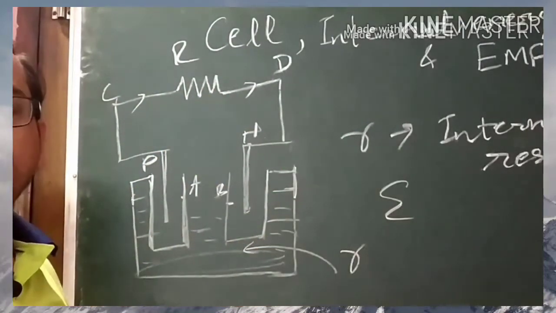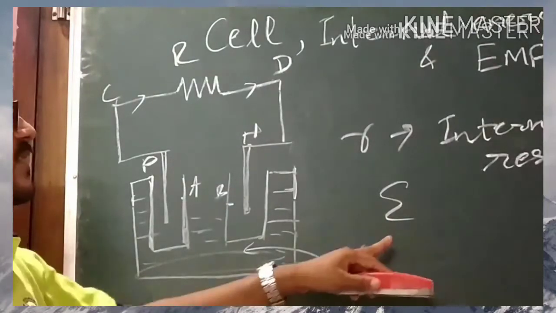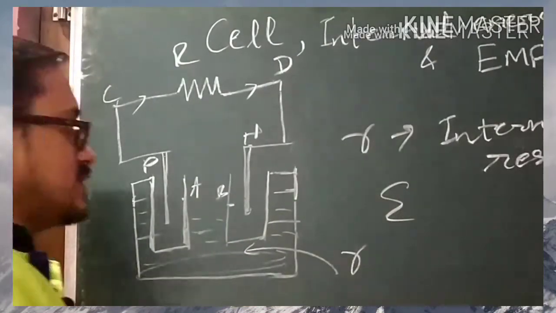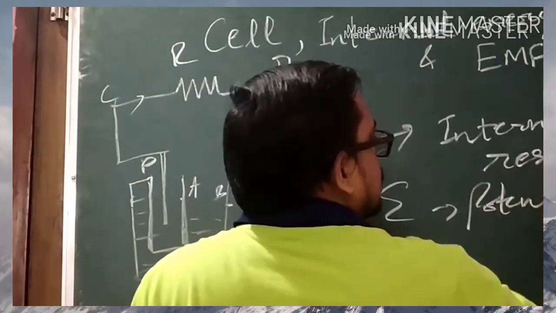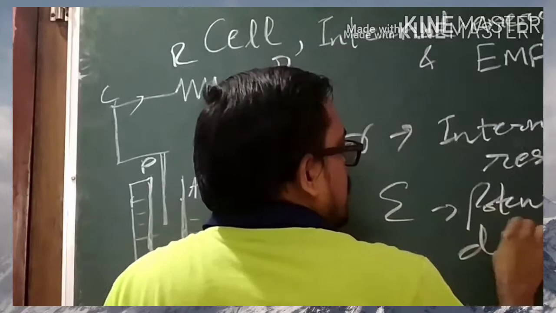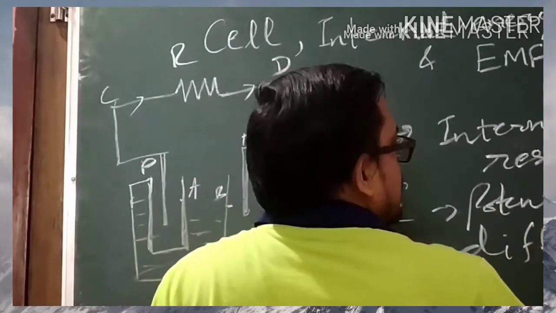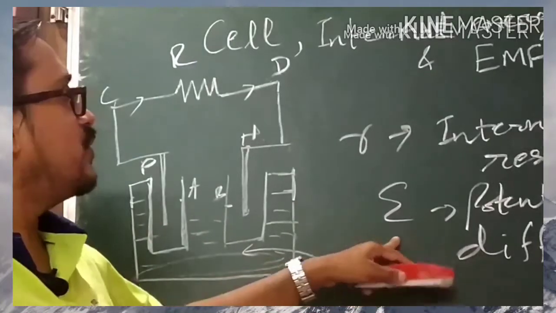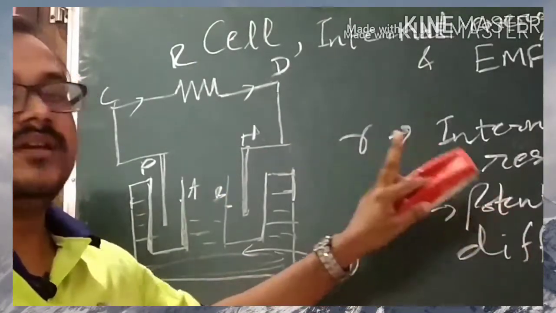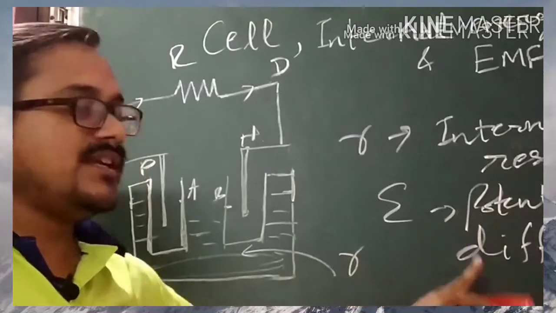Electromotive force is not a force. It is actually a potential difference. This is the important point. This E represents the electromotive force, which is not a force, but a potential difference between the two electrodes.